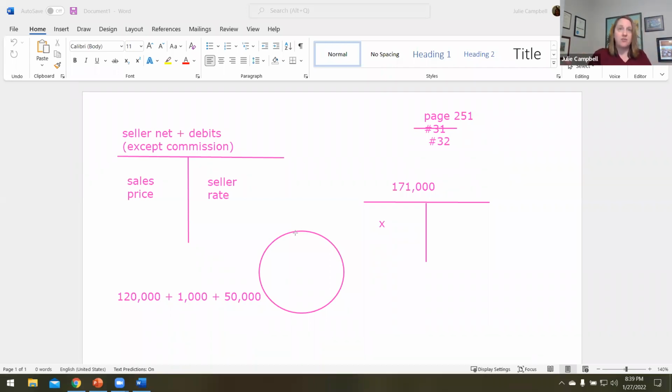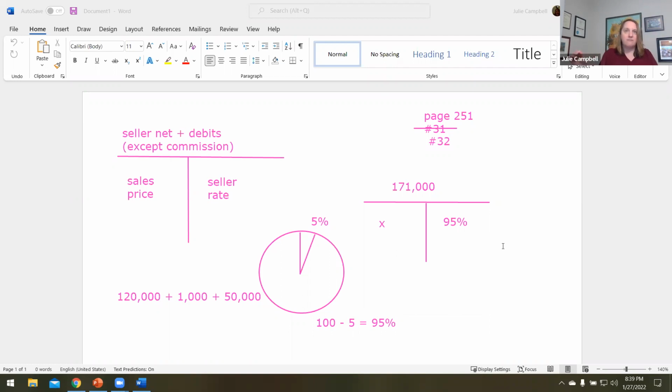The seller selling the house, the sales price is theirs, right? So the entire pie of the entire sales price, the seller is going to give away a small piece of their pie to the agent. And in this case, they're giving them 5%. So if the seller is giving you 5% of their pie, how much do they have left? 95%. And that's the number that is our seller rate.